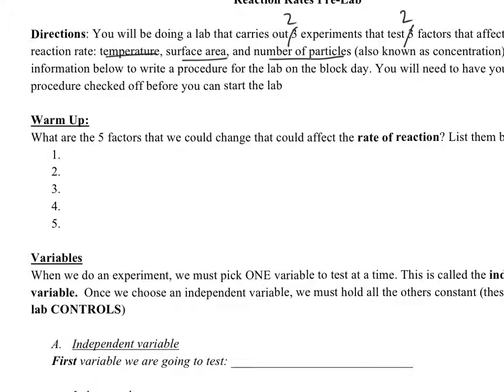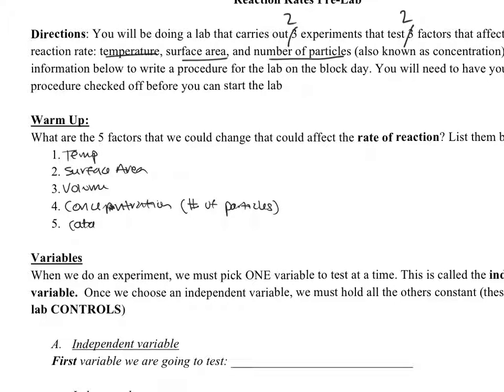What are they? They are temperature, they are surface area, volume, concentration, and note that concentration is just a fancy way of stating the number of particles, and then the last one is adding a catalyst.